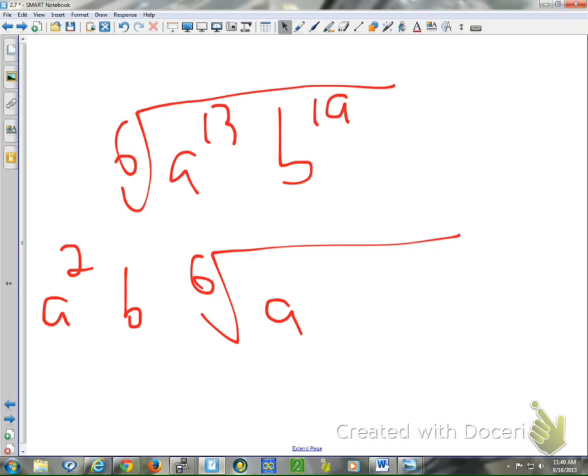Now, when it is B3, that means we've taken out 3 groups of 6, which is how many total? 18. Of the 19, how many are left? 1. That's the answer: A squared b to the third times the 6th root of ab. This became this.